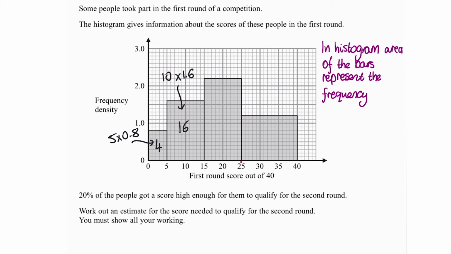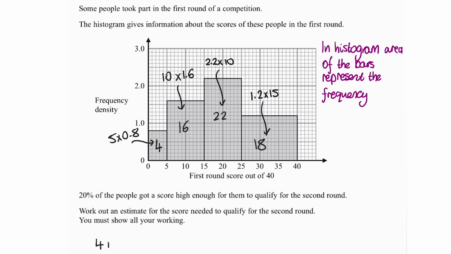This one again, 5, 10. So 10 along the base multiplied by, we got 2, 2.1, 2.2, 2.2 multiplied by 10, giving a value of 22. And last but not least, we got 5, 10, 15 on the base here, going up to 1.1, 1.2. So 1.2 multiplied by 15, giving a frequency of 18. So this means that 18 people got a score between 25 and 40, 22 people got a score between 15 and 25, 16 people got a score between 5 and 15, and 4 people got a score between 0 and 5.